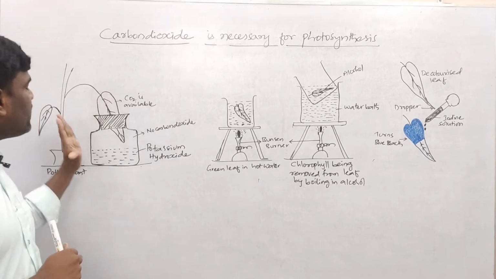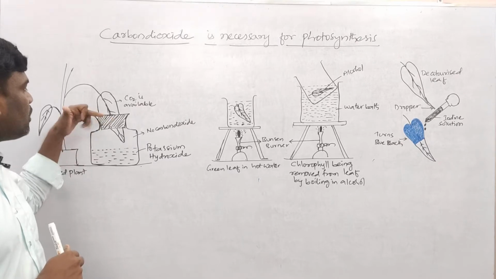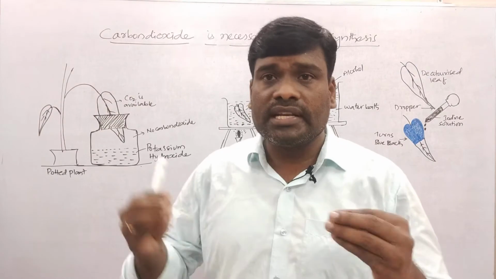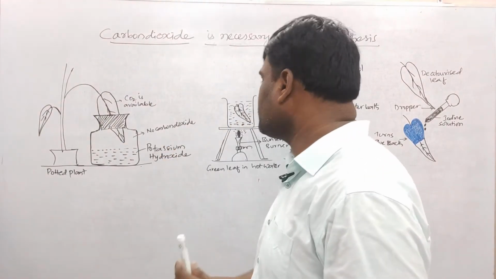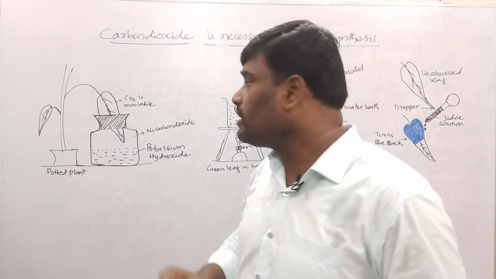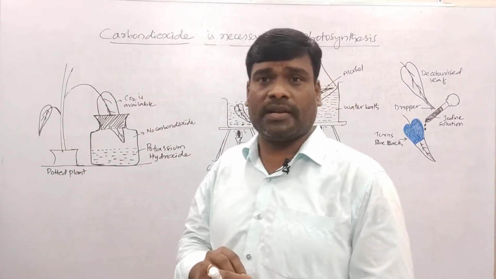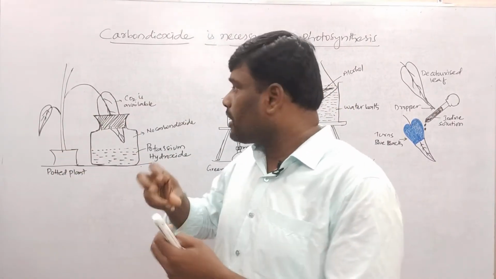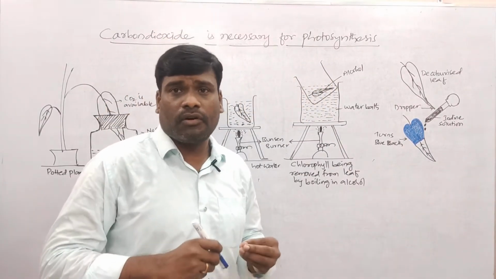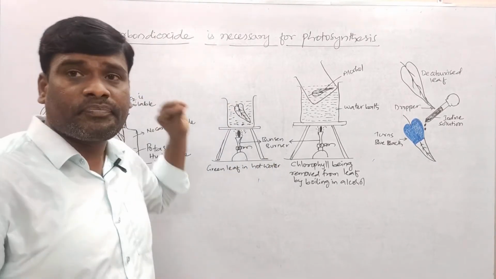So all the requirements are supplied to this potted plant, except carbon dioxide. Half of the leaf is not getting carbon dioxide because it is inside the bottle, children, isn't it? After 3 to 4 days of keeping it in the sunlight, detach the leaf which is placed inside the bottle. Remove the cork and take the leaf. Then immerse that leaf in hot water, isn't it?